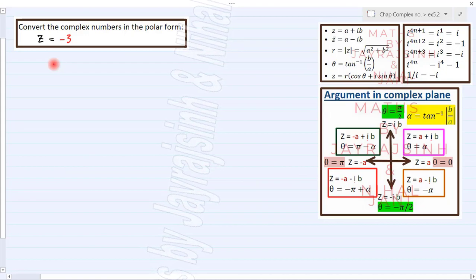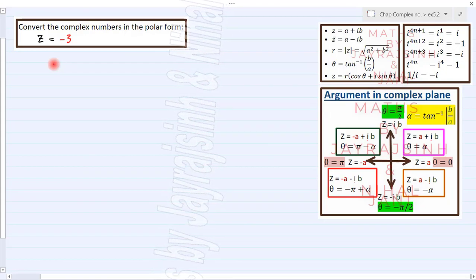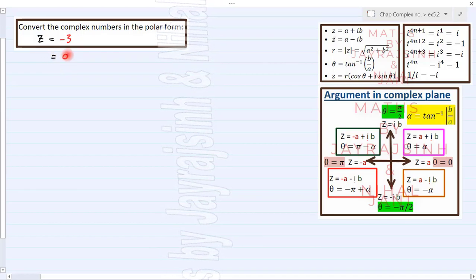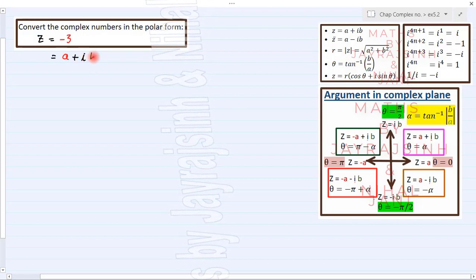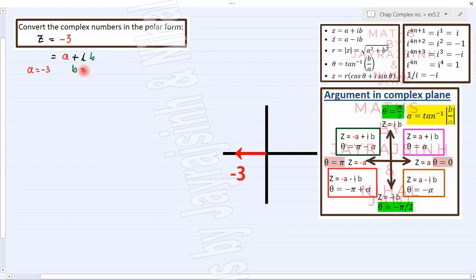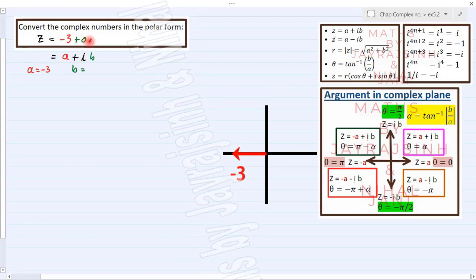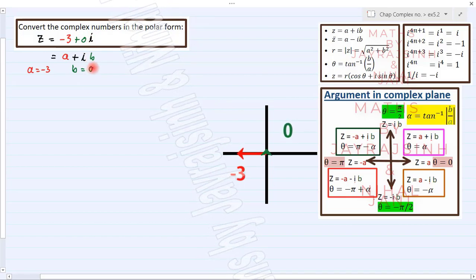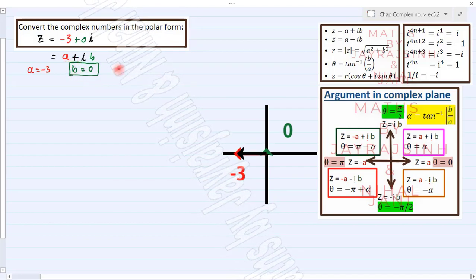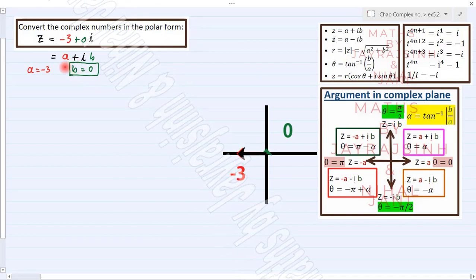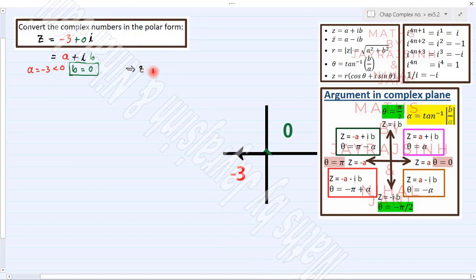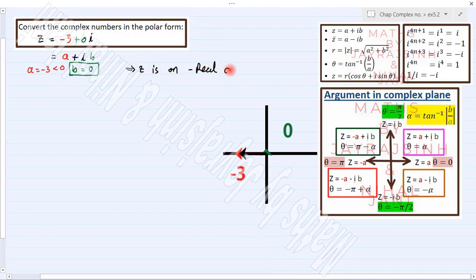Here, you have to convert the complex number z equal to minus 3 into the polar form. Your complex number is in the form of a plus ib, where the real part of the complex number is minus 3 and the imaginary part, which is the coefficient of i, is 0. Whenever we have imaginary part equal to 0, the complex number is a purely real number, and here z is less than 0. So we can say z is on the negative real axis.